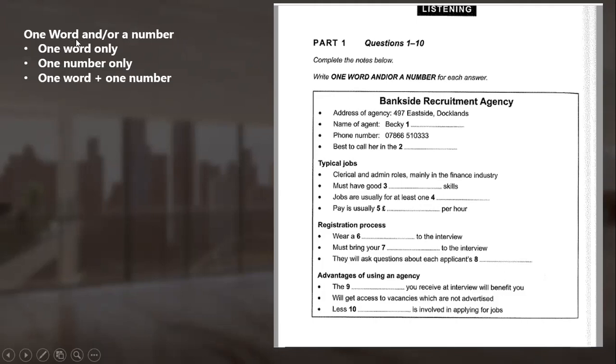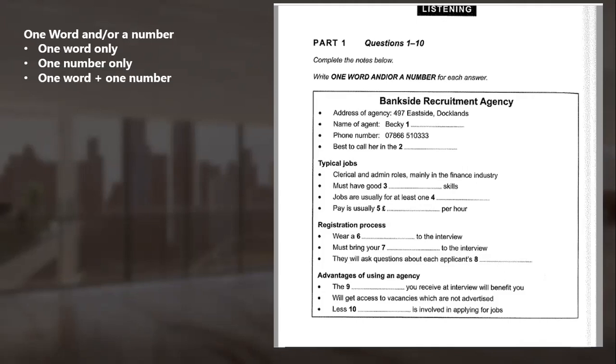So it means you can write only one word. That's one word only. You can write one number only, or you can write a combination of one word and a number. That's the definition. Now, let's assume we had the answer 10%.